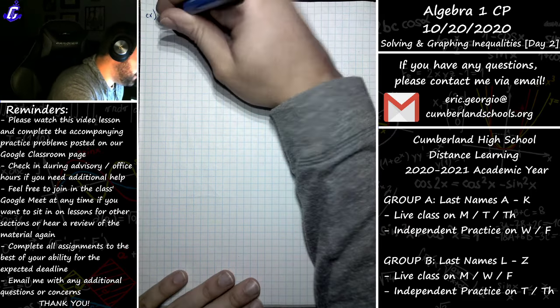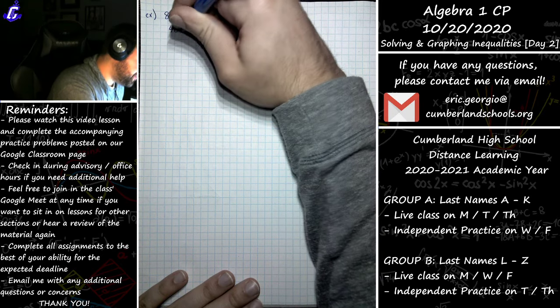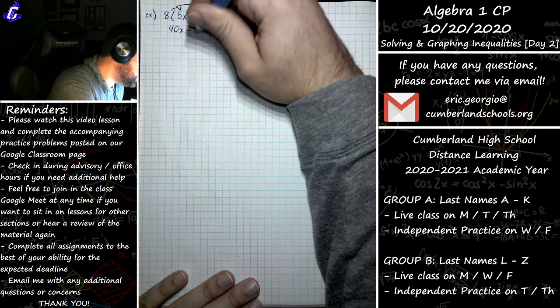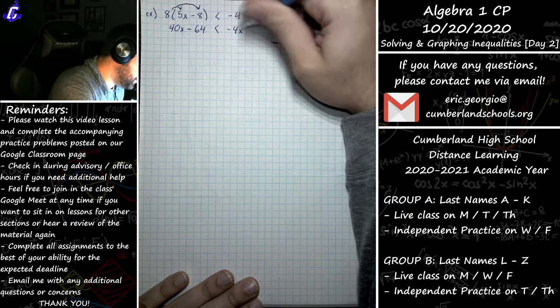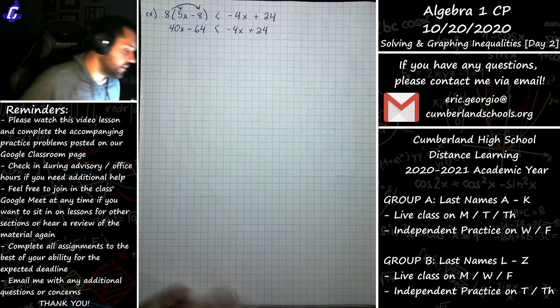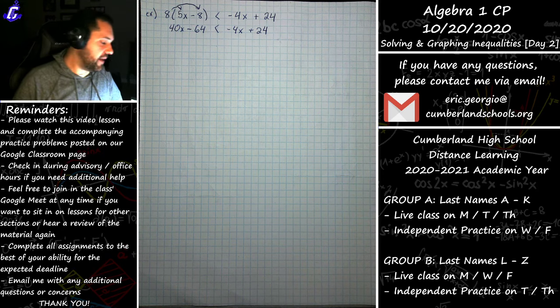We're going to do 8 times 5x is 40x. 8 times negative 8 is negative 64. We're going to say that that's less than negative 4x plus 24. And now we have a choice to make.